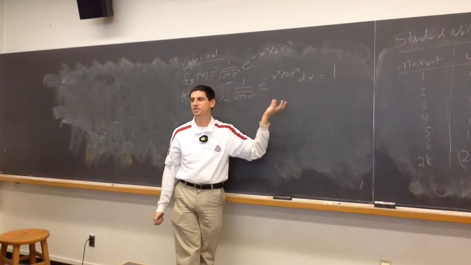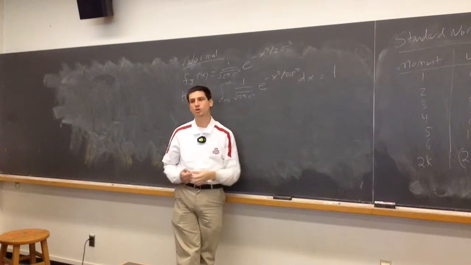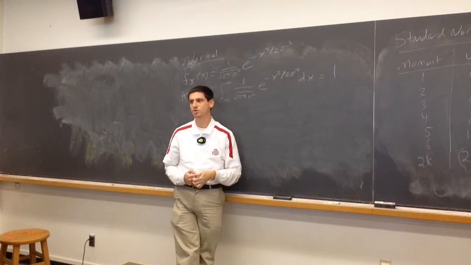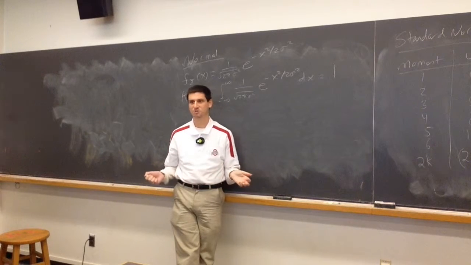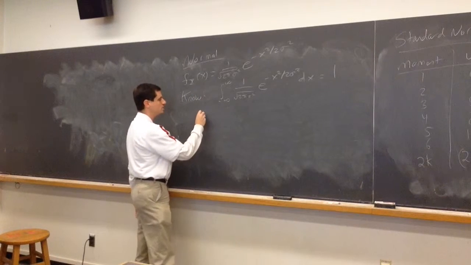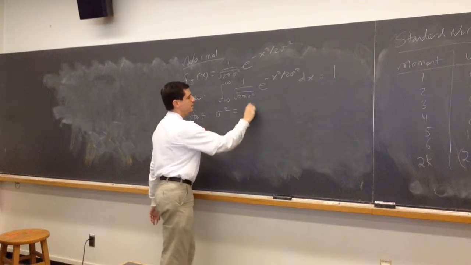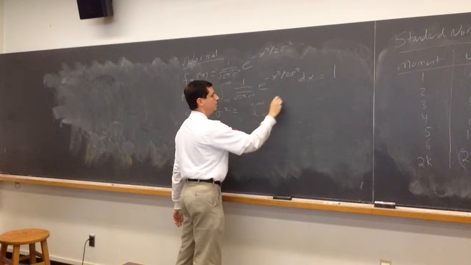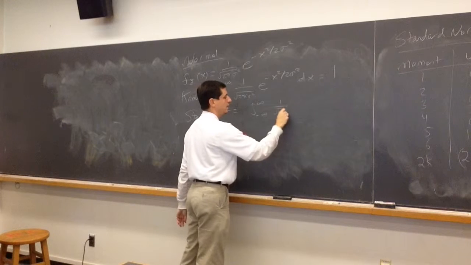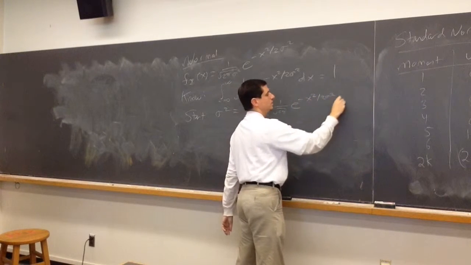I could start with this and apply the operator d by d sigma. But if I move the sigma squared over to the other side, I don't have to worry about the quotient rule. I don't like using the quotient rule. I want to minimize my chance of making an algebra mistake. So I'm going to start with sigma squared is the integral from minus infinity to infinity of 1 over the square root of 2 pi e to the negative x squared over 2 sigma squared dx.